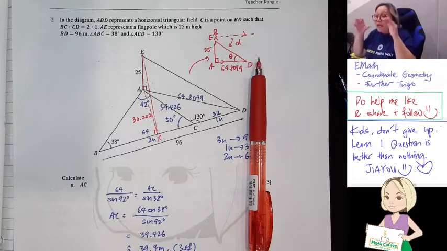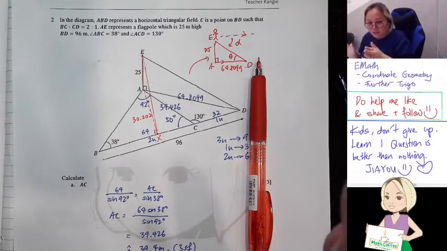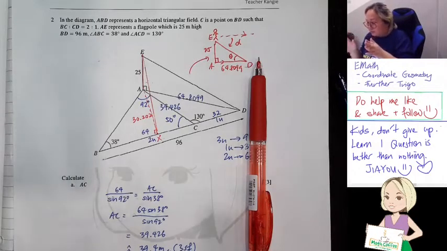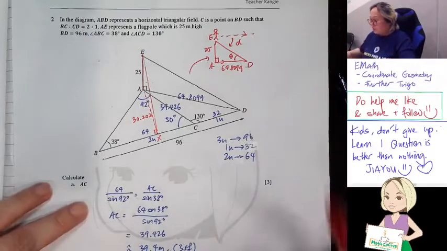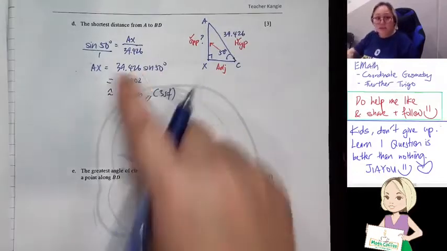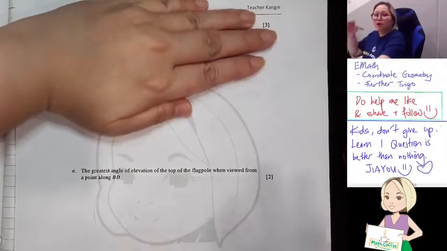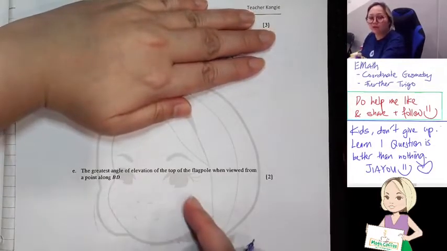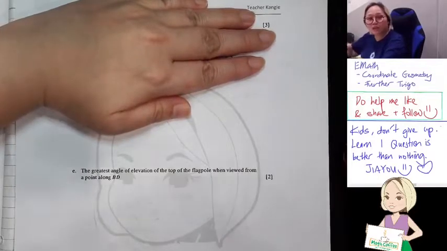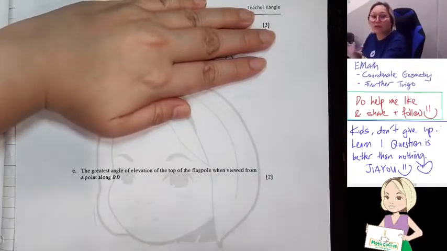So to have the greatest angle of elevation, you need to stand as near to the building as possible, which is the shortest distance. Understand? Shortest distance. And that's why our AX, which we found in this part, is helpful. But sometimes the question does not have this part. They straight away ask you to find the greatest angle of elevation. So you must know that you need to find the shortest distance first before you can do this question. So this question is very kind to actually break it up for you.